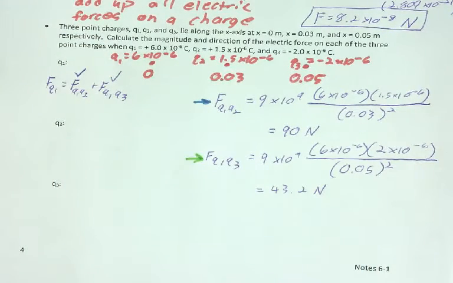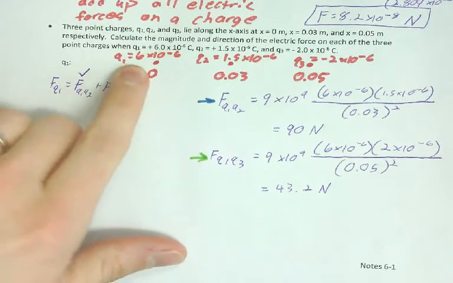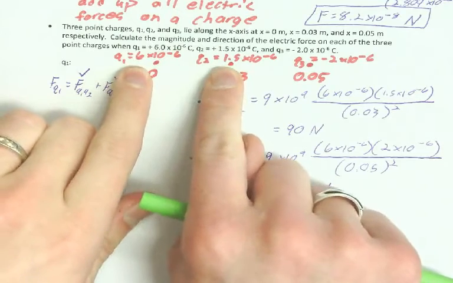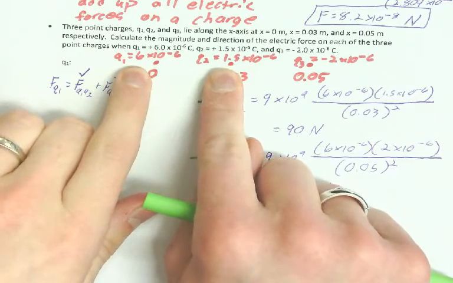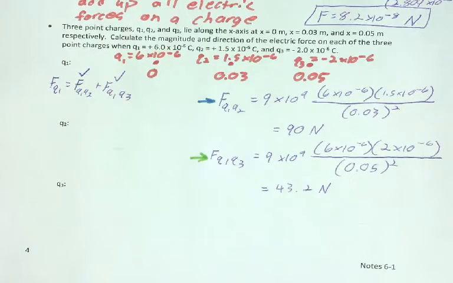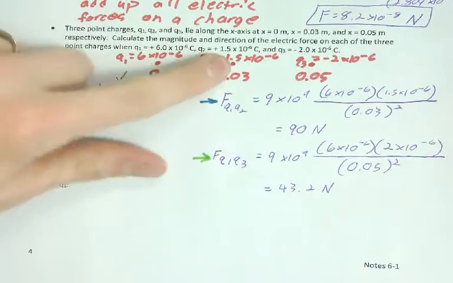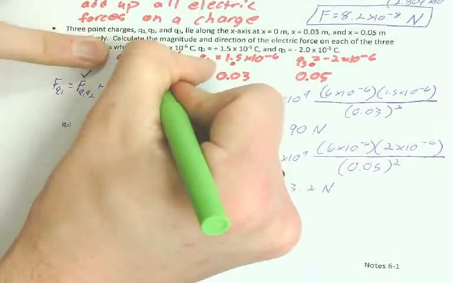You have to decide, does the charge push Q1 away or does it pull Q1 towards it? How do I figure that out? Opposites attract, like charges repel. So I look at Q1, and what is it? Positive. I look at Q2, what is it? Positive. So Q1 gets repelled. What direction is repelled away from Q2? Left.